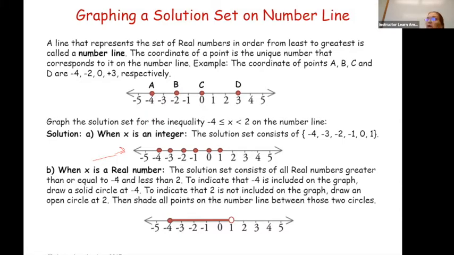But if x is a real number, we have to include everything between the -4 and the 1. So this then means that we shade everything between the 2 points. Now, since the -4 is included, this is made solid, but the 1 is not included, so we show this by means of an open circle at the 1.